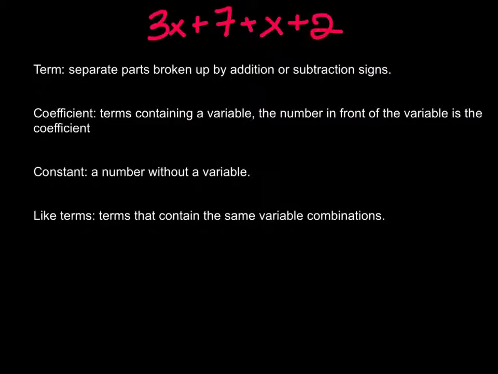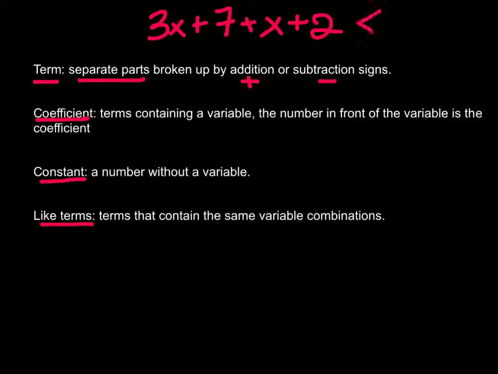Okay, so we are in section 4.2, simplifying algebraic expressions. Our job today is to understand completely what term, coefficient, constant, and like terms all mean. A term is separate parts broken up by addition and subtraction signs.